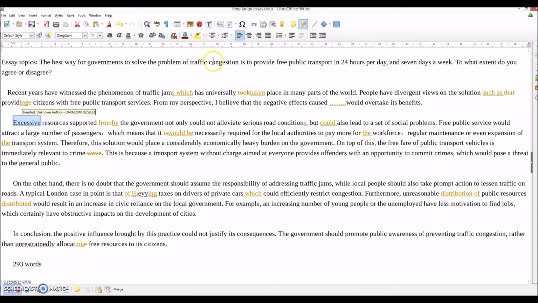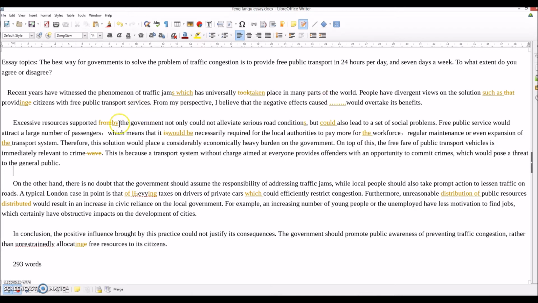Where does it say anything about excessive? It doesn't say that. It says, should the state provide free public transport in order to solve traffic congestion? So people have divergent views. I believe, again, it's not as clear as it could be. So I take it that you think you disagree that it's not good to provide free public transport.